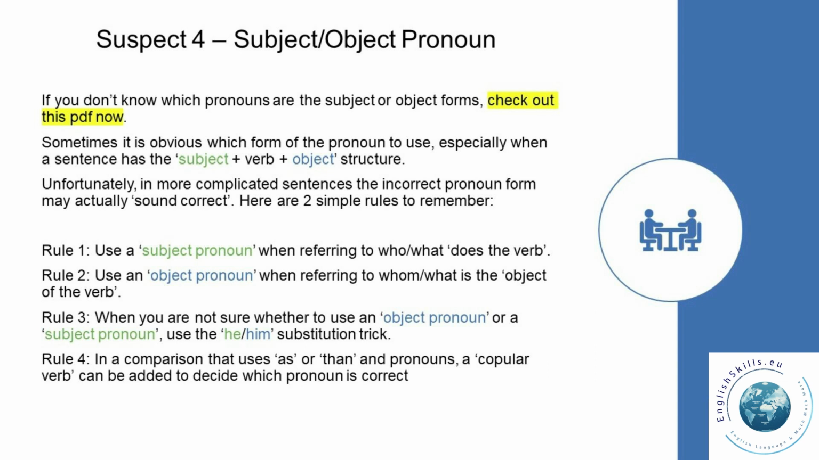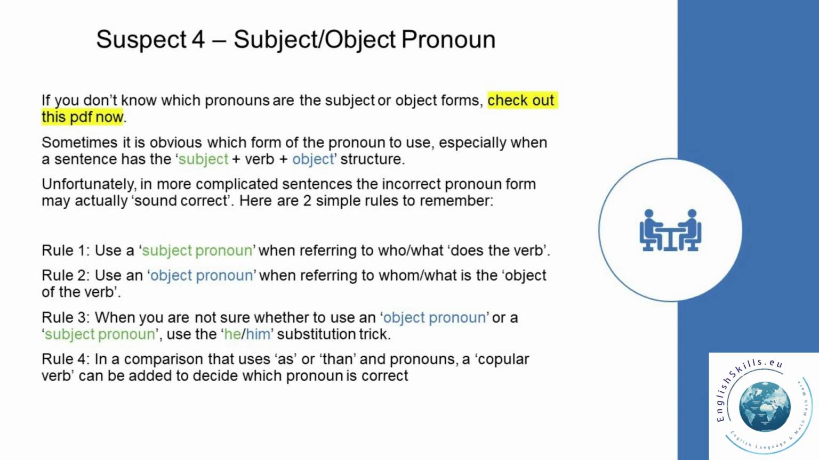Now, sometimes it's obvious which form of the pronoun to use, especially when a sentence has the subject plus verb plus object structure. Somebody does something and there is an object that we say receives the verb. Unfortunately, in more complicated sentences, the incorrect pronoun form may actually sound correct. Well, let's go through 4 rules now with regard to subject-object pronouns.